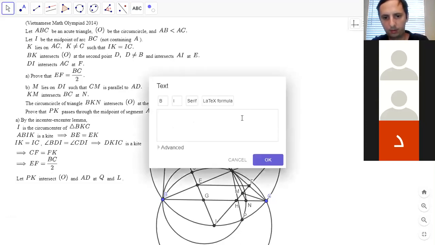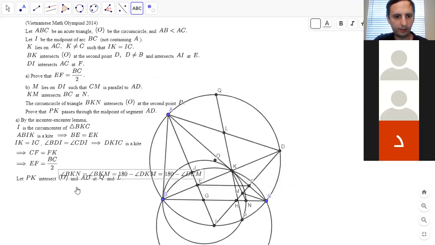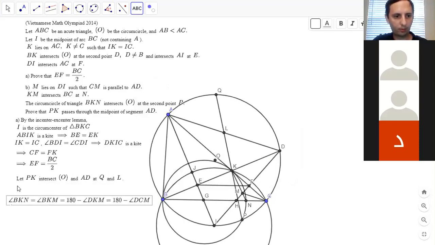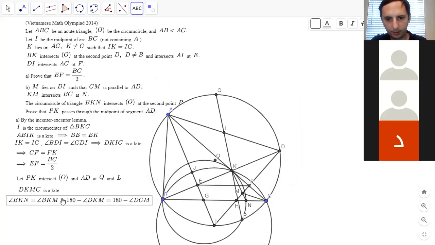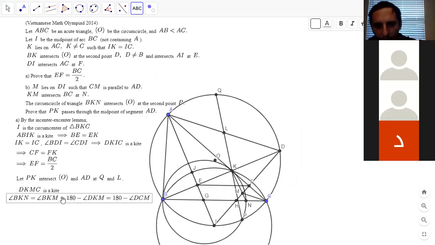So we have angle BKN is angle BKM, which is 180 minus angle BCM. First I'll say BKCM is a kite, so I'll add that at the top. So BKMC is a kite. And so 180 minus DCM, that is 180 minus ADM.